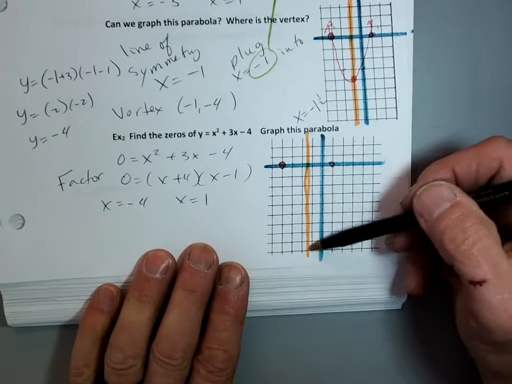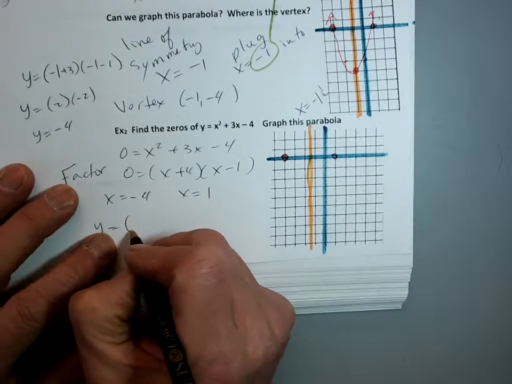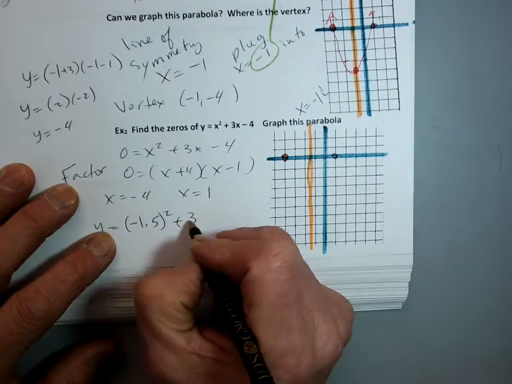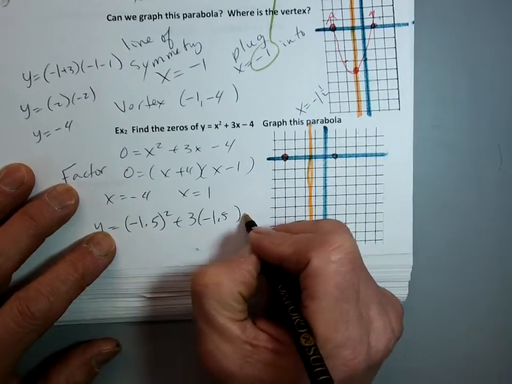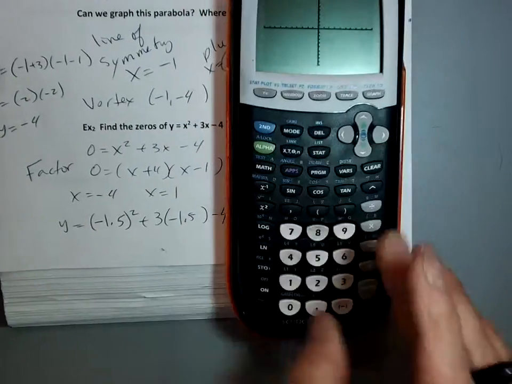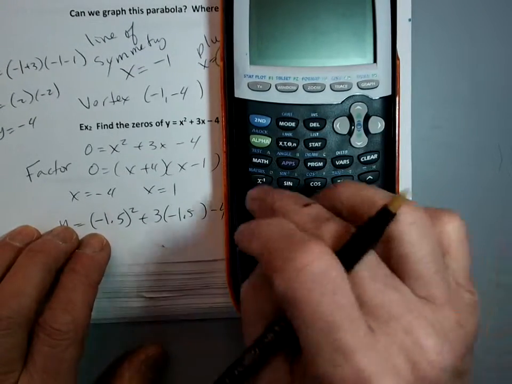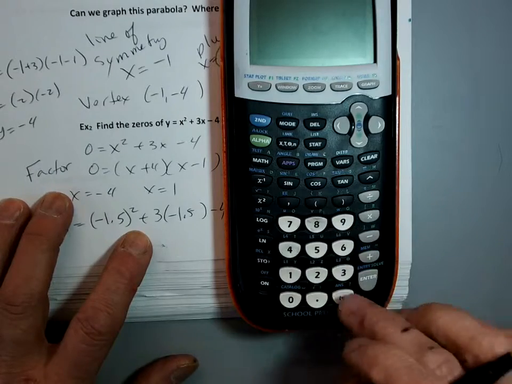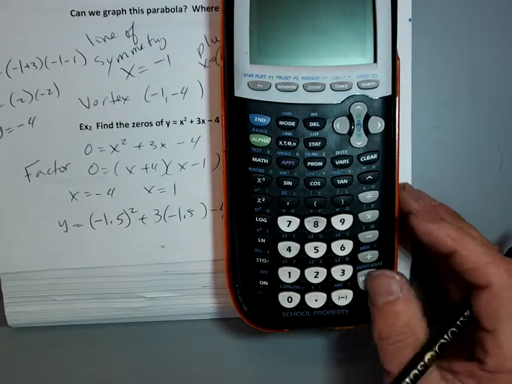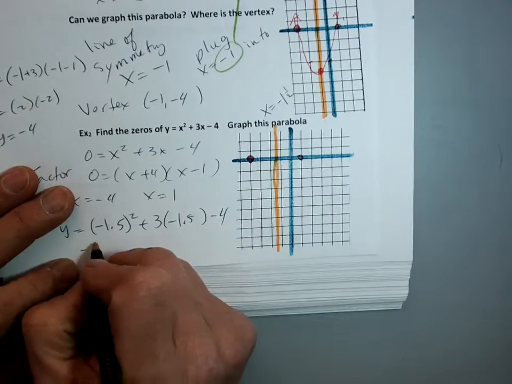Somewhere along the line is the other y value, right? So plug it in. You're totally right. So y equals negative 1.5 squared plus 3 times negative 1.5 minus 4. Isaac, can I borrow your calculator, please? Thank you. I'm just going to let the calculator do the work. Negative 1.5 squared plus 3 times negative 1.5, subtract 4. You guys agree? I got negative 6.25.